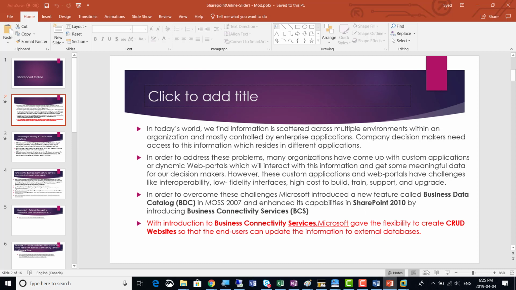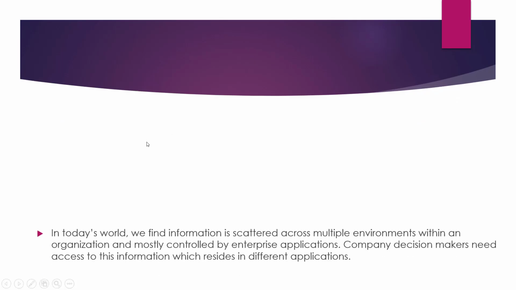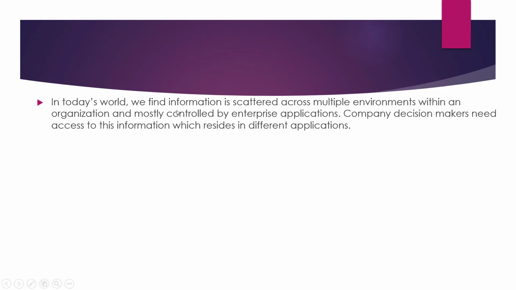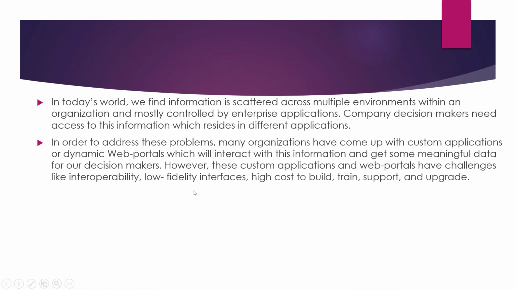Why would we use Business Connectivity Service? First, we find that information is scattered across multiple environments within an organization and mostly controlled by enterprise applications. Company decision makers need access to this information, which resides in different applications. Suppose your database server is working in AWS or in Azure infrastructure as a service, and you want access to that database from within your Office 365 SharePoint. That is the scenario I explained in the diagram as well.